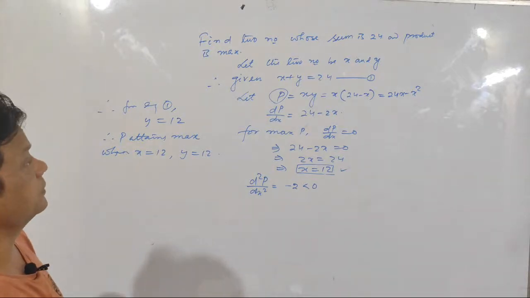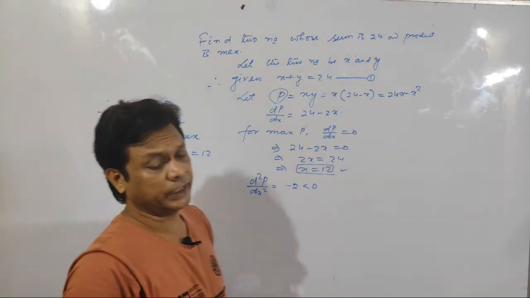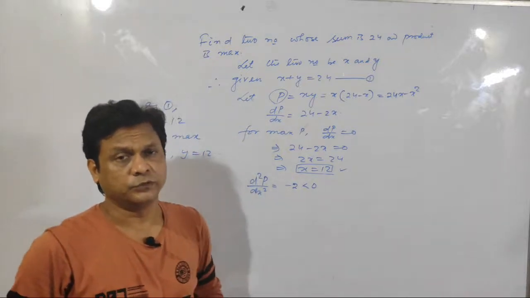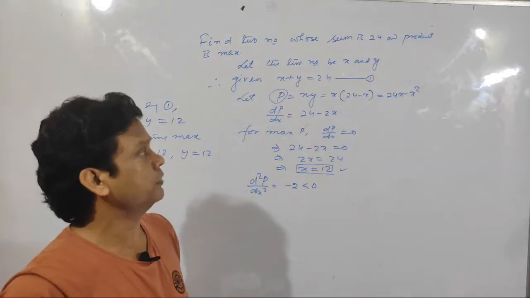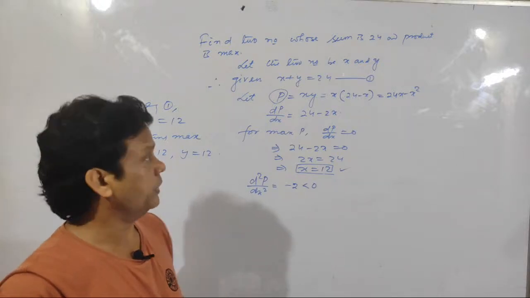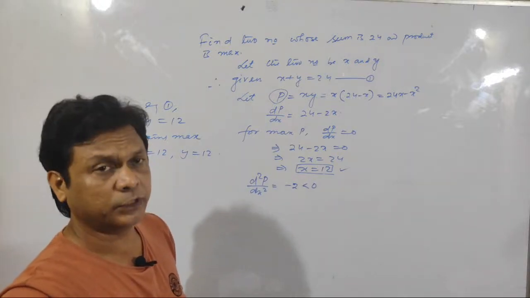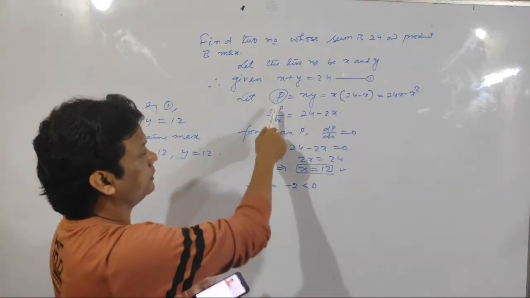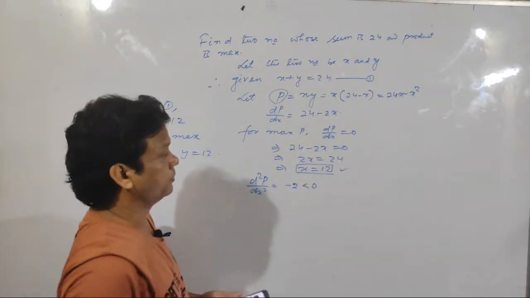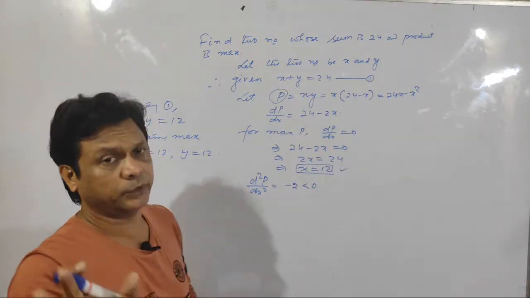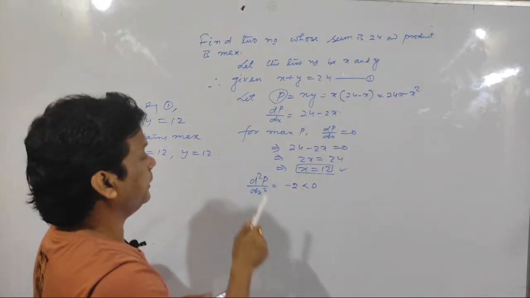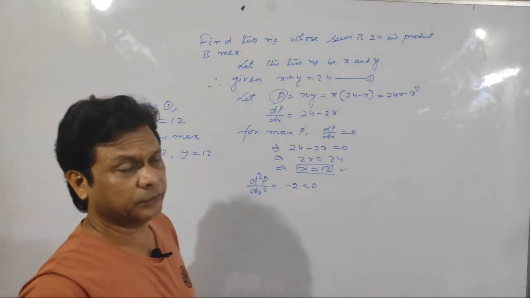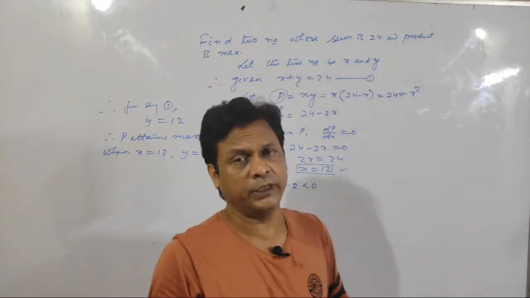Clear? So this is your answer. First of all, you have to write the given condition. Then you have to write the given function which you have to optimize, that means whose value should be maximized or minimized. Then you have to convert it to single variable by the help of equation 1. Clear? Then you have to find out the derivative and equal to 0, and find the value of x or y, anything. You have to find out the value of the variable. Then find the second derivative and put the value in the second derivative. And if it is negative, then it will be maximum. If it is positive, then it will be minimum.